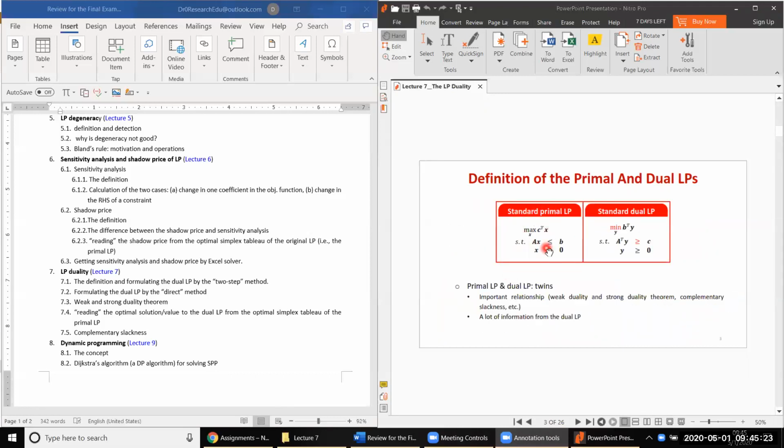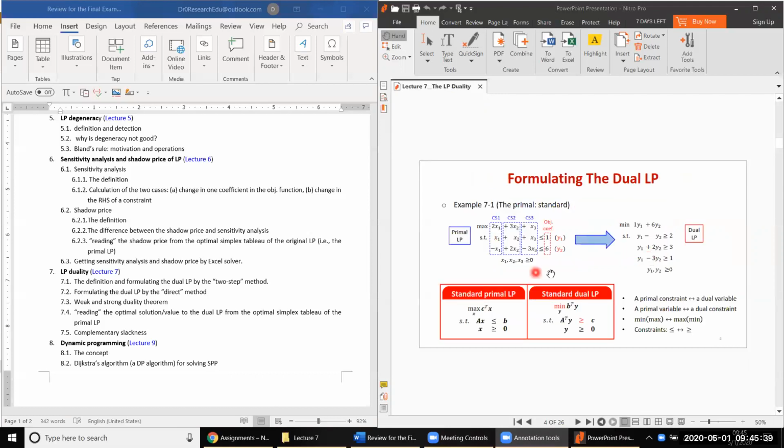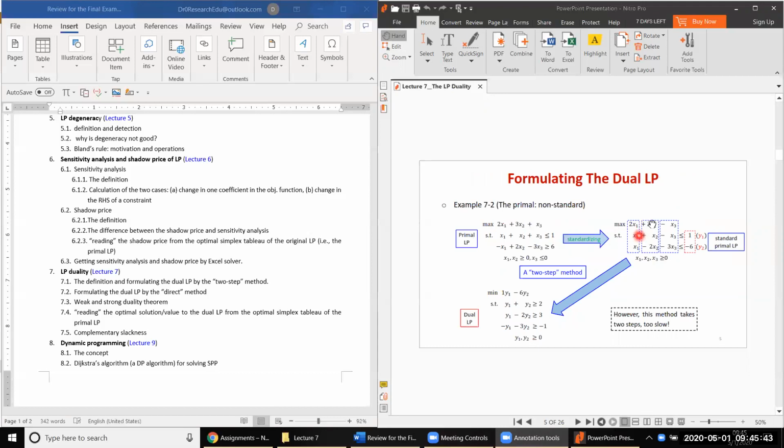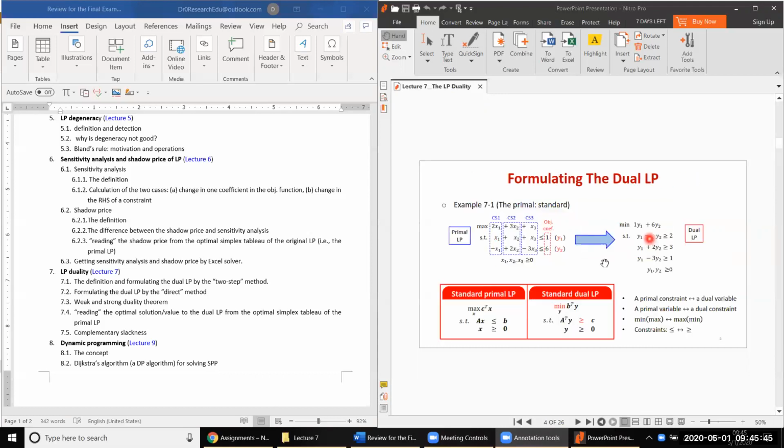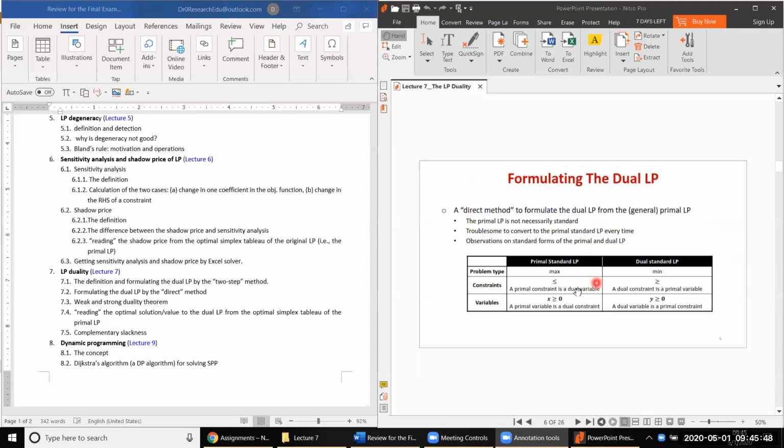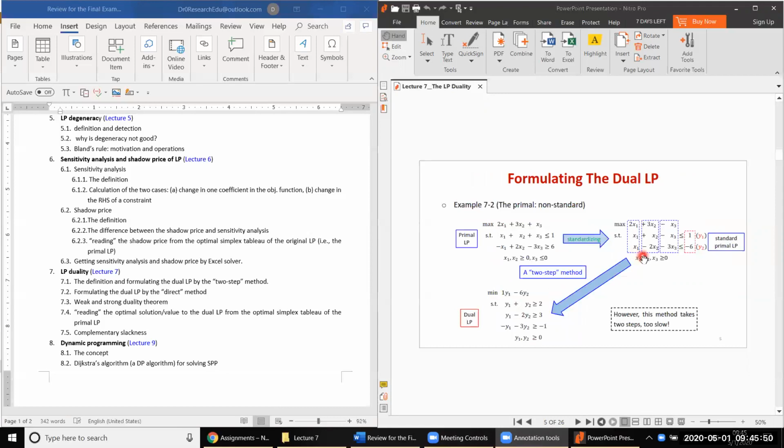everything should be less than or equal to, the constraint signs. And the sign of all variables should be greater than or equal to 0. For a minimum problem, all constraint signs should be greater than or equal to, and the variable sign is again all greater than or equal to 0. Okay, so first the two-step method to standardize it, and then use this definition to directly convert to a dual LP. The problem is it's very slow.